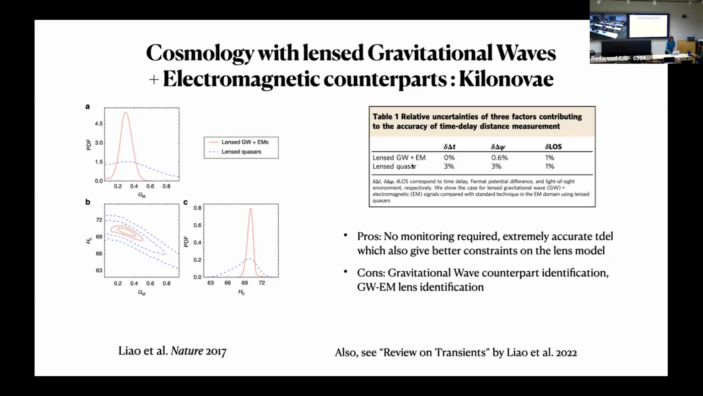And the thing that they pointed out here is that the uncertainties that one will get on the time delays are going to be basically negligible if you're looking at lensed gravitational waves. And another improvement comes from the uncertainty in the lens potential, which is going to be far better compared to the lensed quasars. And so we have tried to look into how realistic these quoted uncertainties can be.